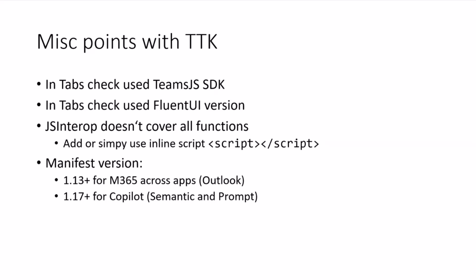Then two versions for the manifest are applicable. When you want to use these Teams messaging extensions in Outlook, you have to use 1.13 or above. And if you want to have more sections about Copilot, then you have to use 1.17. There you have more semantic descriptions or prompt descriptions. And this was recently published.